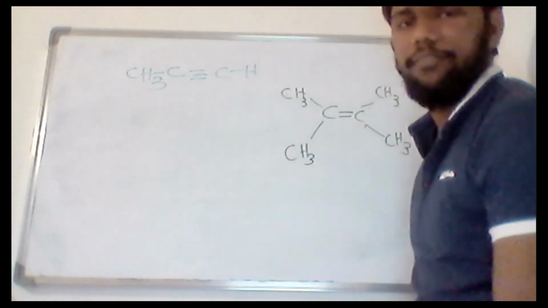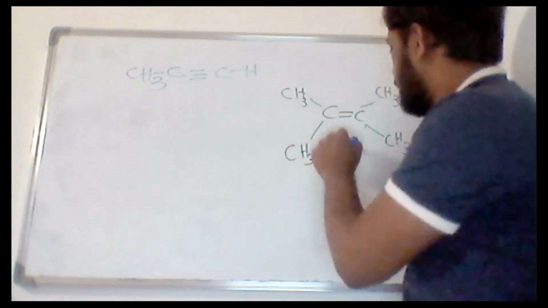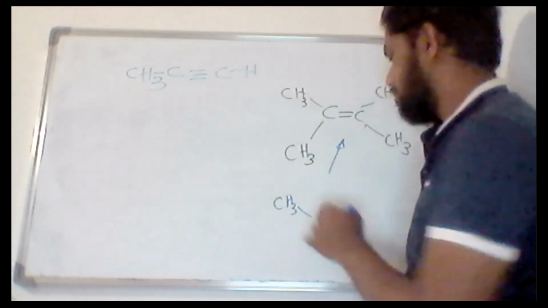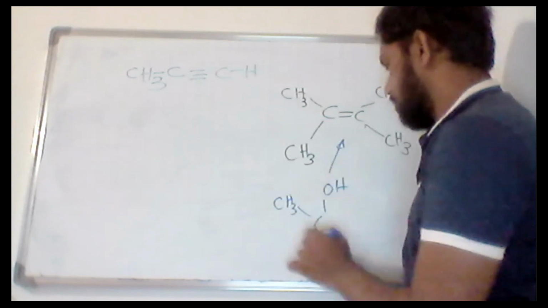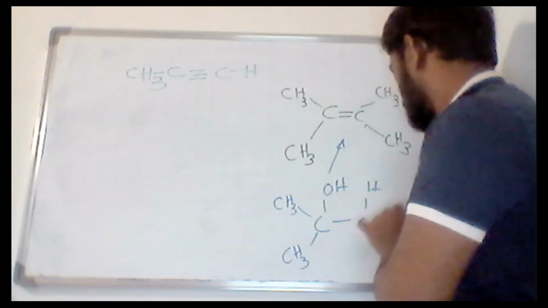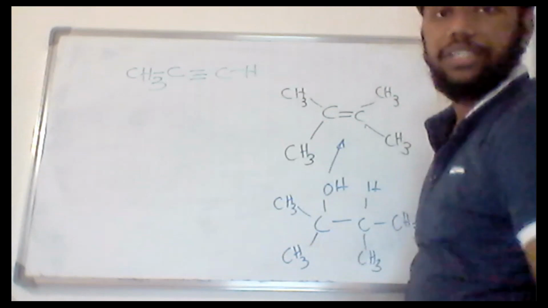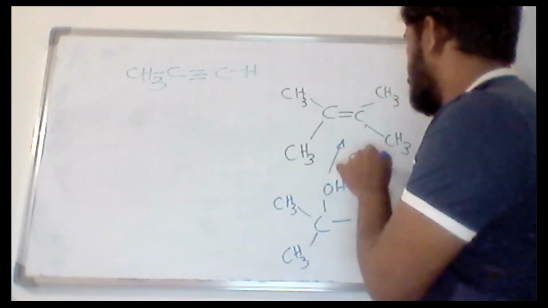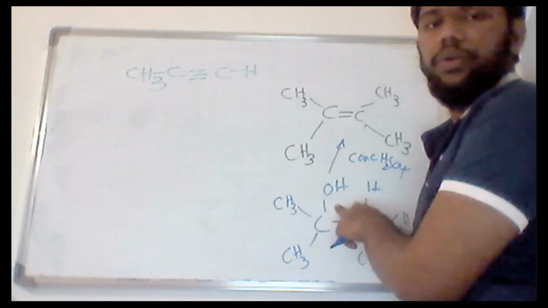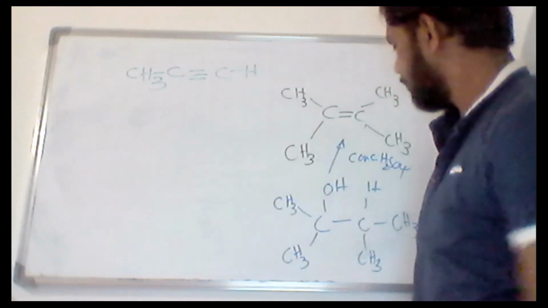Since in the list they have given concentrated H2SO4, I might think that the step before this is a dehydration step, where you have OH on one of the carbons and hydrogen on the other one. Since they have given conc H2SO4, I would write this as conc H2SO4. When you remove this OH and hydrogen, it will form this. That is one idea.